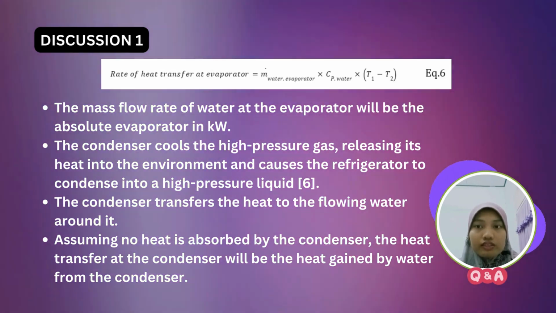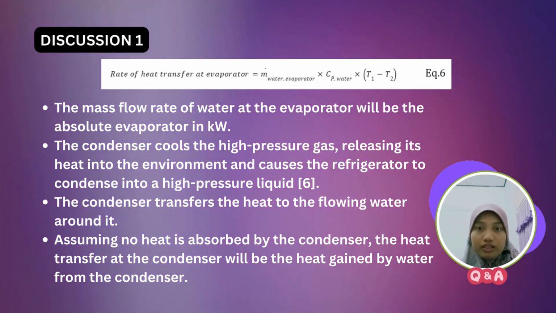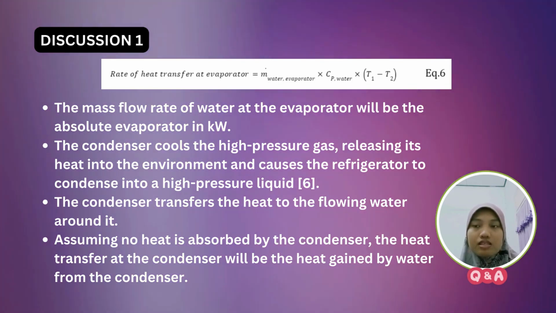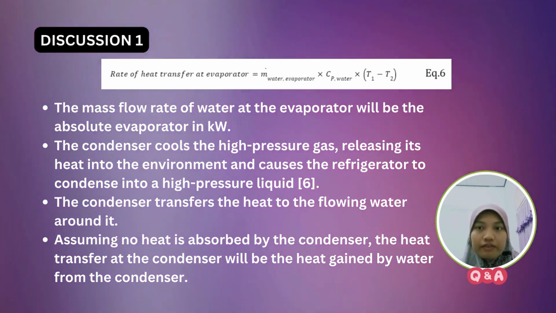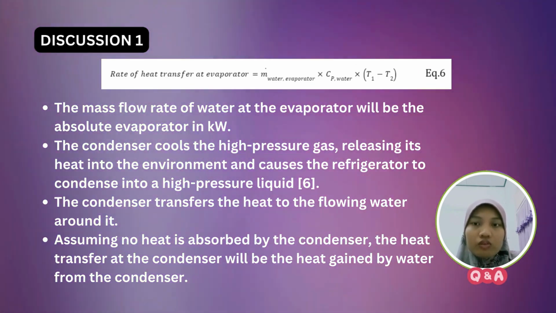So the rate of heat transfer at the evaporator is equal to the mass flow rate of water at the evaporator times the specific heat capacity of water times the temperature 1 minus temperature 2. The mass flow rate of the water at the evaporator will be the absolute evaporator in kilowatt.